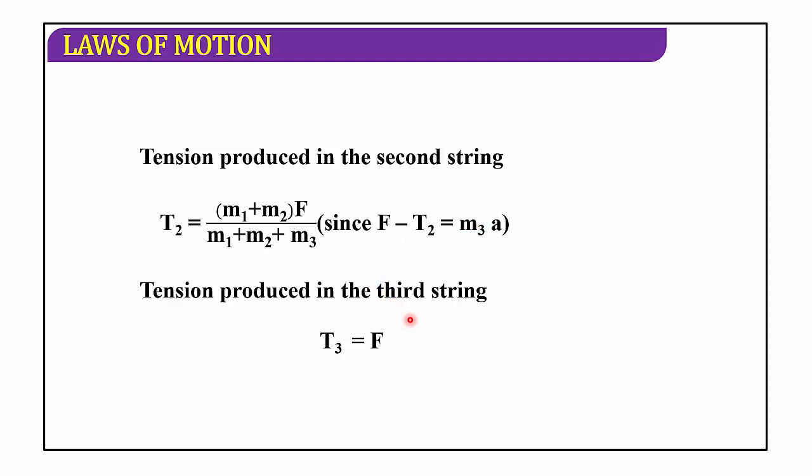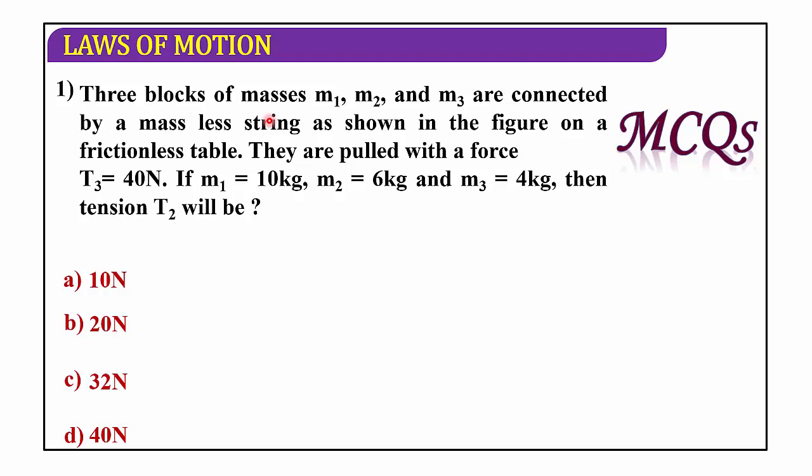Then similarly, tension produced in the third string T3 equal to, directly we can write force F, because at last part the force is applied. So we can directly write how much force is applied, that much tension is created. T1, T2, T3. These three equations you should remember. We go for multiple choice question based on that concept.